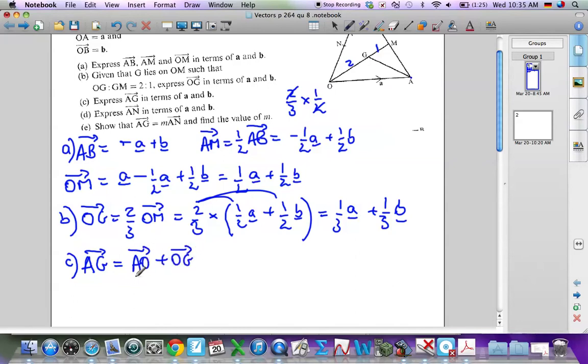Notice the notation. Notice that I start on A and I end on G. That's what I wanted, and I'm going via O. These two letters always need to be the same. Okay, now A to O is just negative A, and O to G is what I've just worked out. It's here. It's really important with vectors that you write things clearly so that you can use them for the next step. Okay, now if we put that together, we get minus 2/3 A plus a third B.